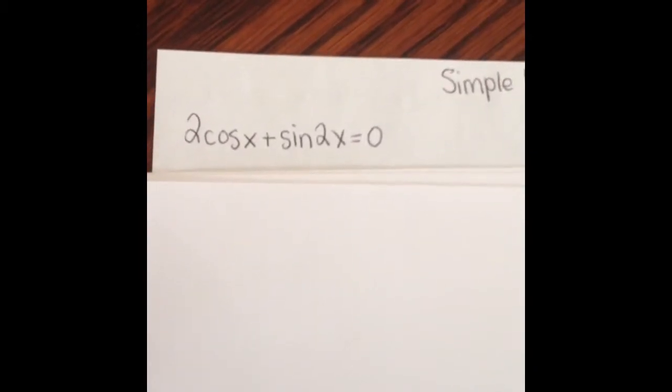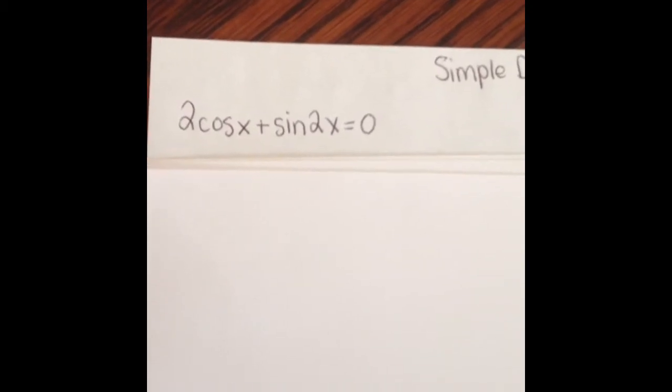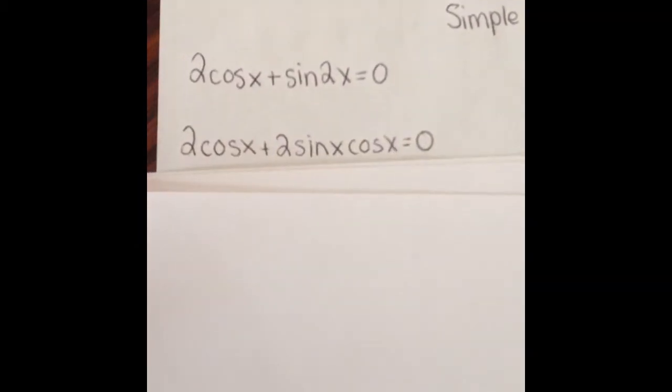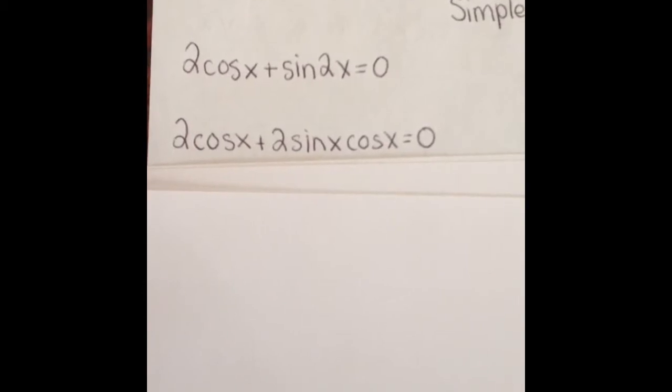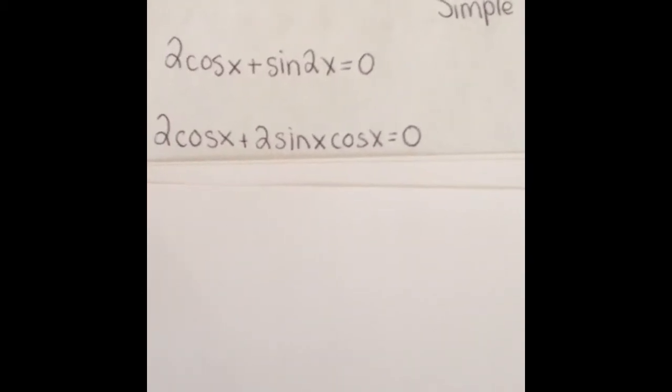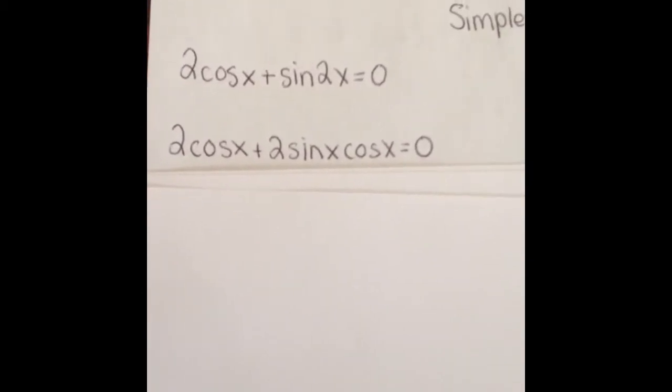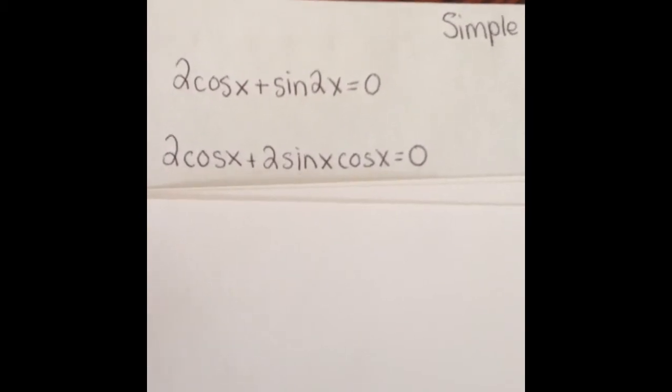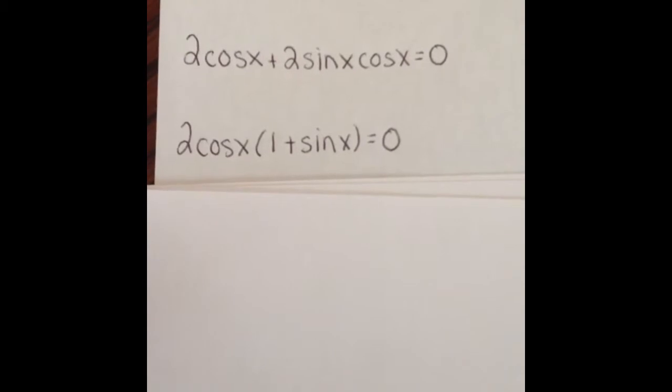This is how to solve a simple double angle equation. 2 cosine x plus sine 2x equals 0. Rewrite the equation so that it involves functions of x rather than 2x. 2 cosine x plus 2 sine x times cosine x equals 0. Now factor out a 2 cosine x. 2 cosine x times 1 plus sine x equals 0.